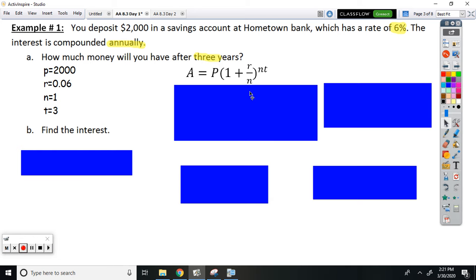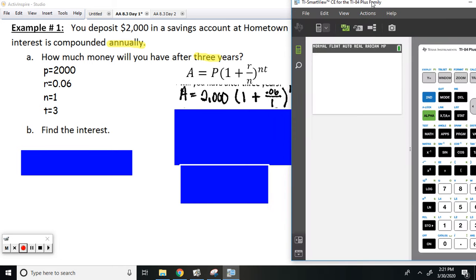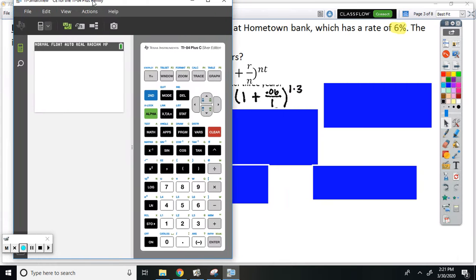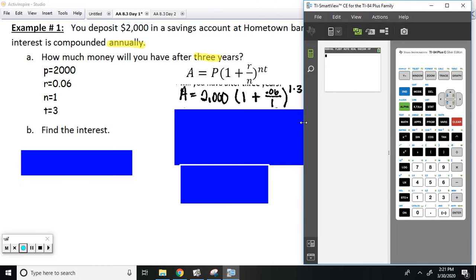So we have the same formula that we just went over, and we're going to plug our values straight in there. P is 2,000. 1 plus r, which is 0.06, divided by n, which is 1, and raised to the nt power. Again, this is like the 1 times 3 power. Sometimes the hardest part of these lessons is putting it in our calculator correctly.